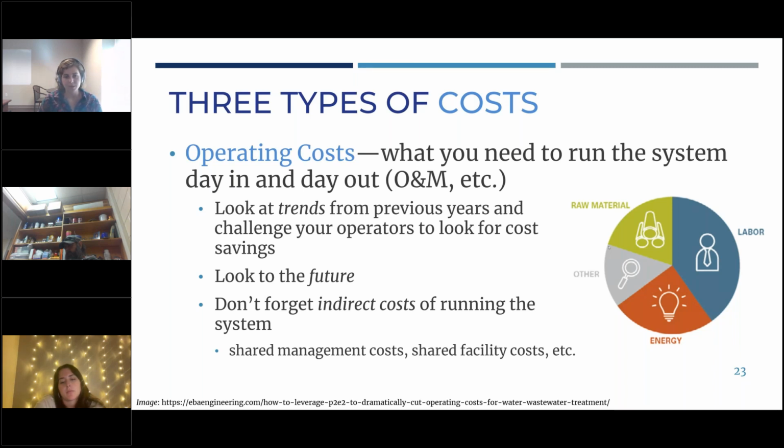We also recommend that with your operating costs, you look to the future, right? Like I mentioned before, think about how these might change going forward. And then also don't forget the indirect costs of running the system. So any sort of shared management costs or shared facility costs, things that might be embedded in some of the other things whenever you look at your balance sheet, but might be important for your system.